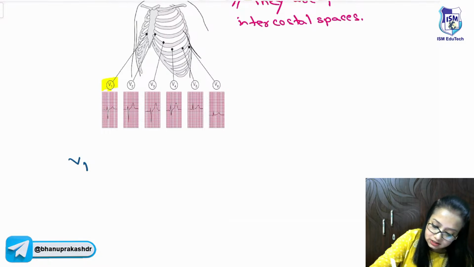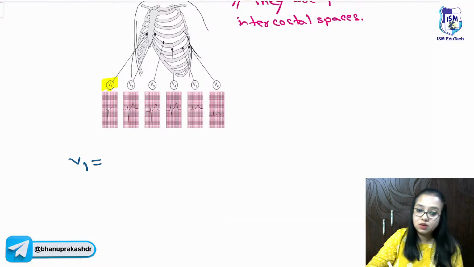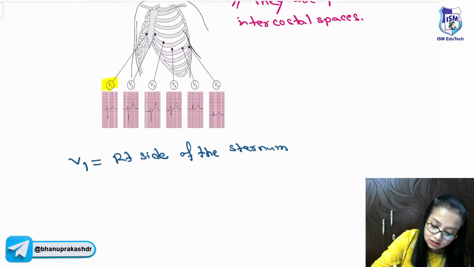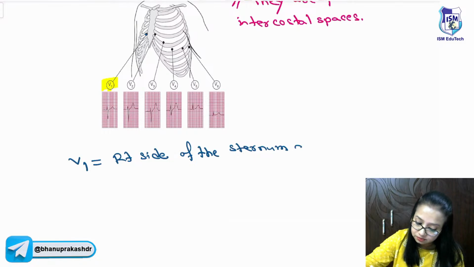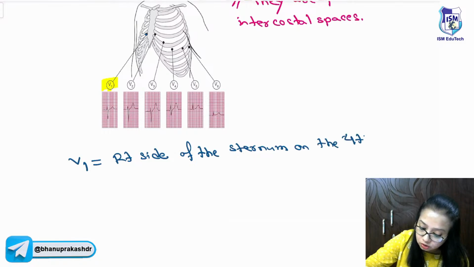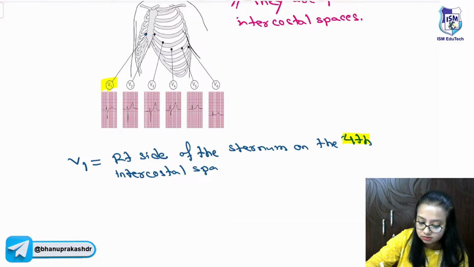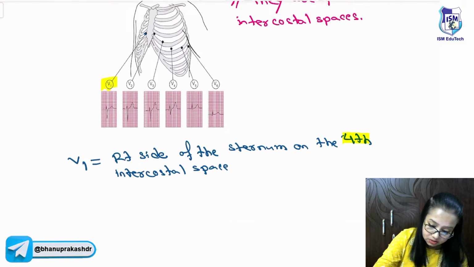So, looking at the picture, if we write the location of the leads, like V1 as seen here, what is the location of the V1? It is on the right side of the sternum, lying on the fourth intercostal space. This is where it is lying. Okay, the first lead.